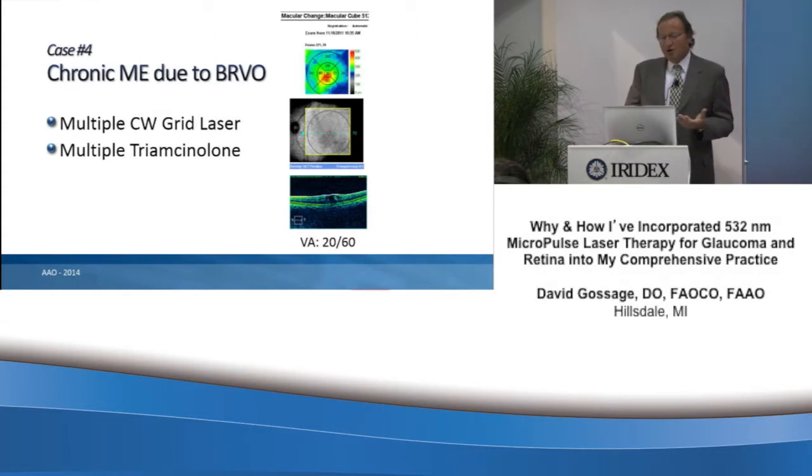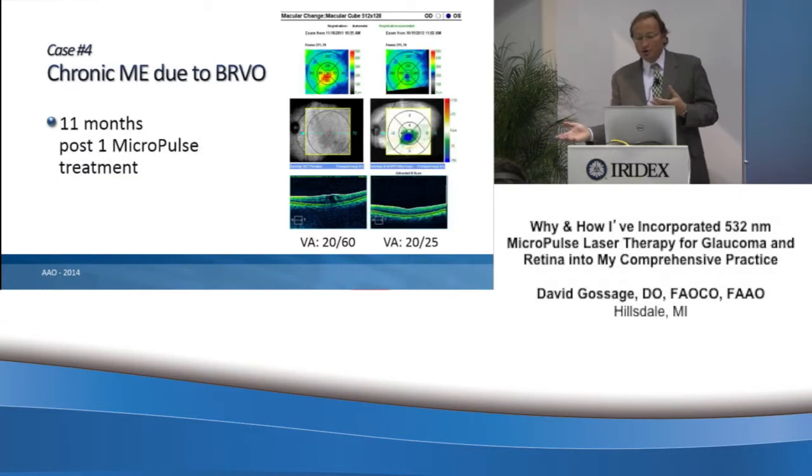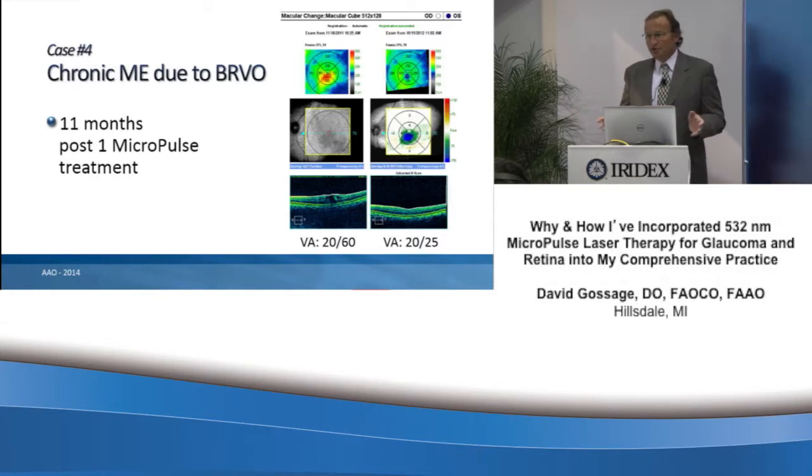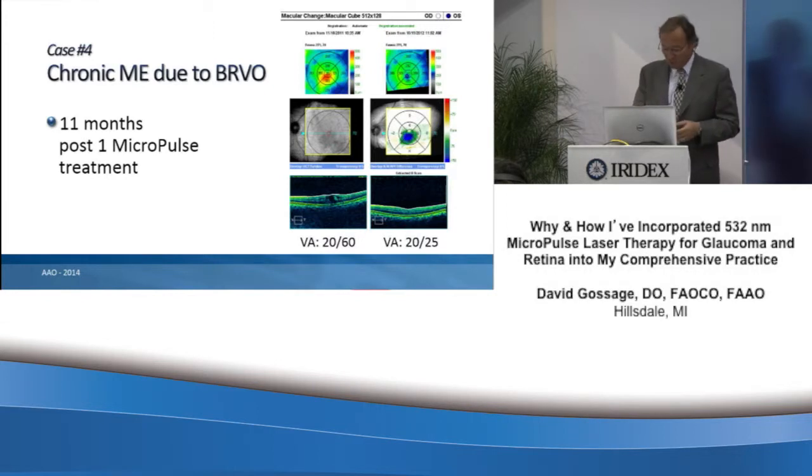And so this person had multiple continuous wave grid treatments in the past, multiple steroid injections, and really didn't respond too well. Visual acuity of 20/60. They ended up with MicroPulse, and 11 months post 1 treatment, visual acuity improved from 20/60 to 20/25. No more adjunctive therapy, no additional laser, no additional anti-VEGFs or steroids, and this person did very well with just 1 treatment.